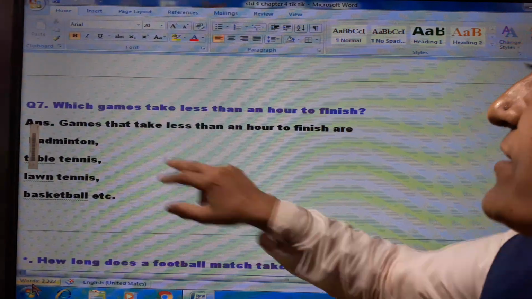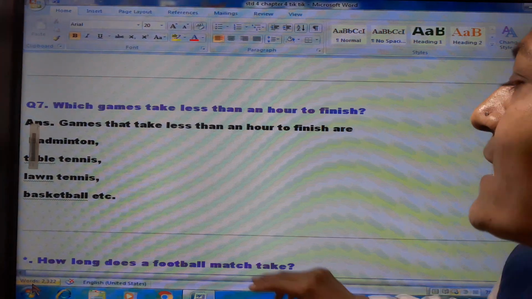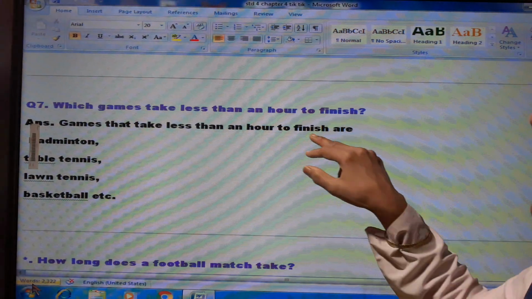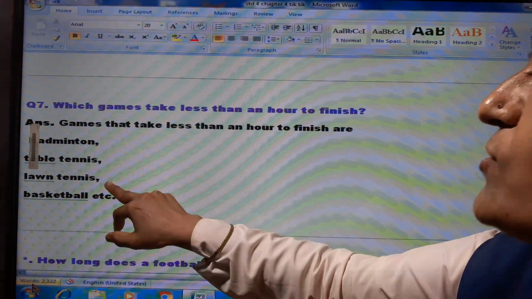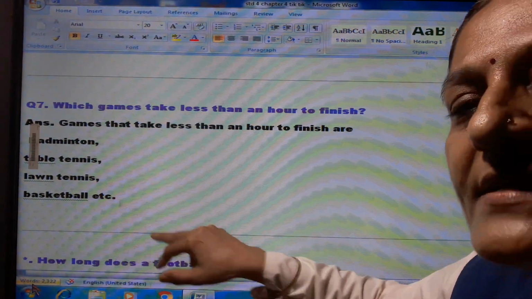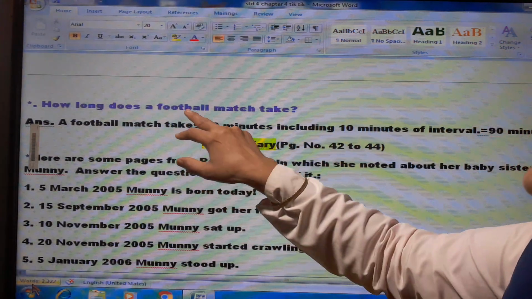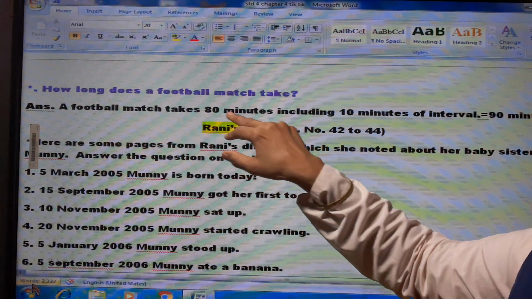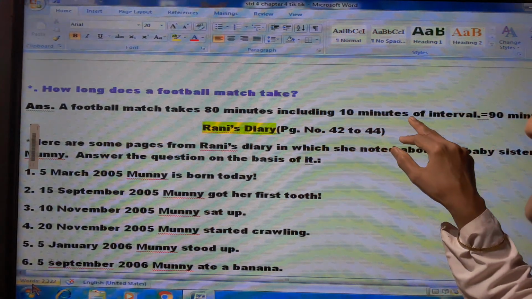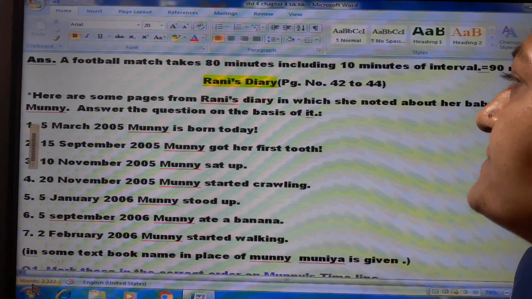Question number 7. Which games take less than an hour to finish? Games that take less than an hour to finish are badminton, table tennis, lawn tennis and basketball, etc. How long does a football match take? A football match takes 80 minutes, and including 10 minutes of interval it is equal to 90 minutes.